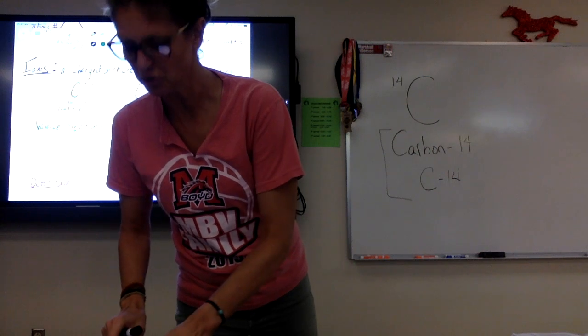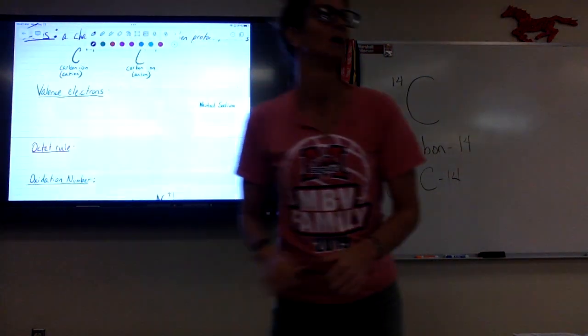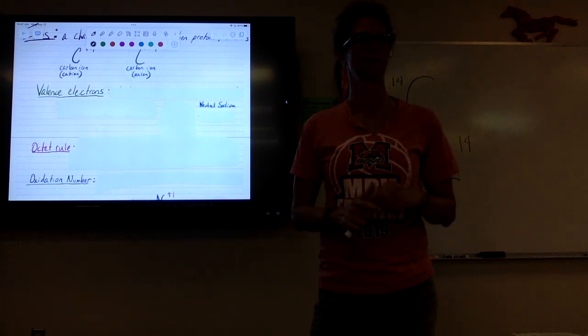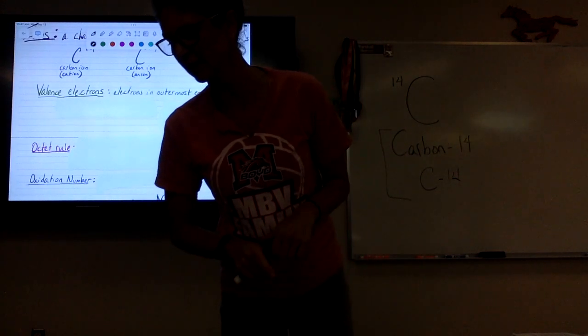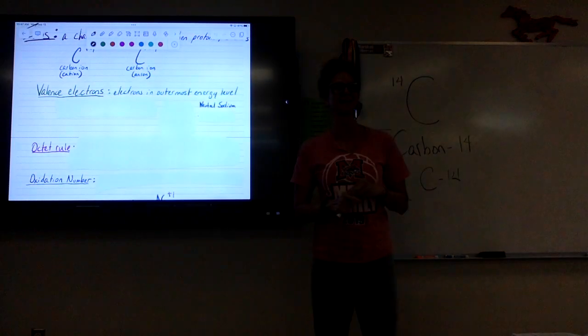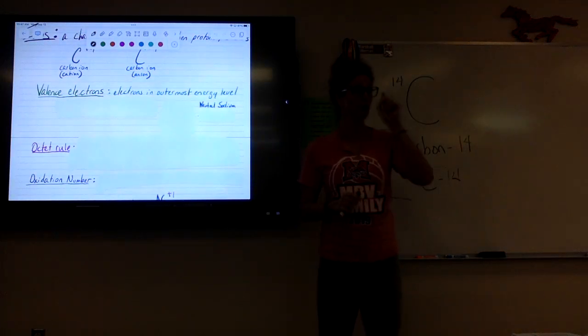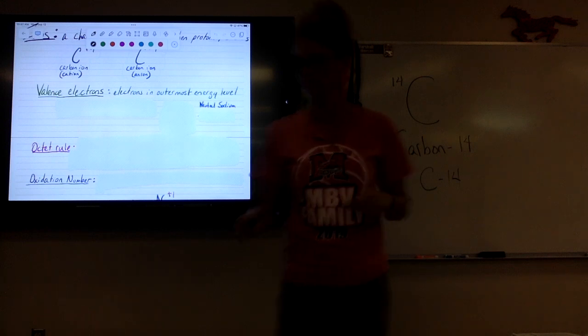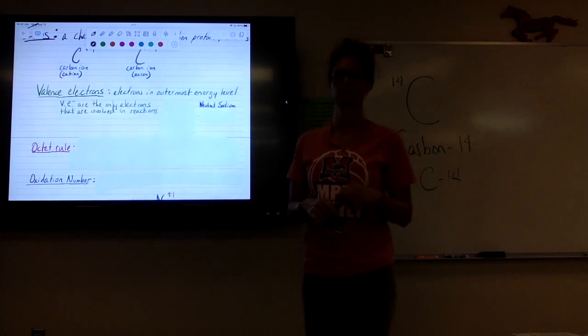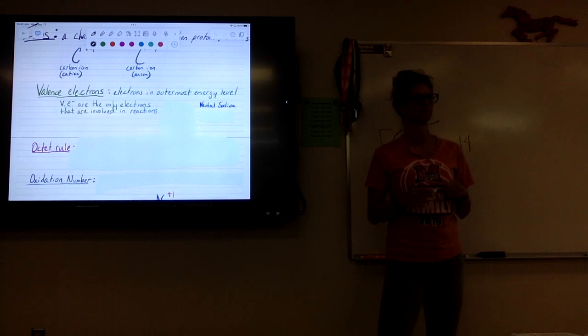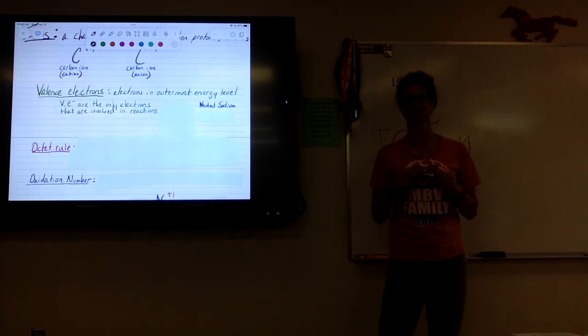Valence electrons. Gentlemen, what are the valence electrons? The ones on the outside. The ones on the outermost energy level. What's important about valence electrons? They bond. They are the only ones that bond. Inner electrons don't. Valence electrons are the only ones that get involved in chemistry. Inner electrons don't get involved in chemistry at all. They just kind of sit there and hang out.